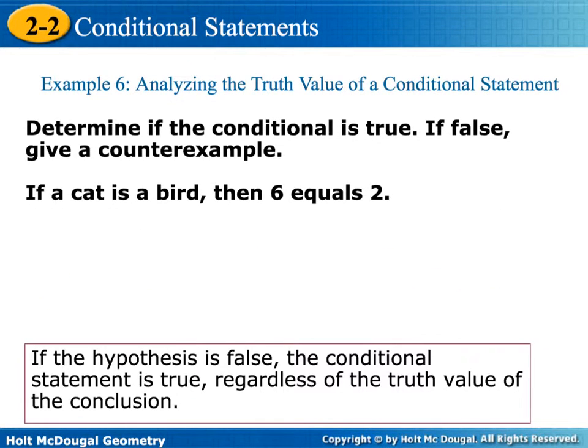All right, determine if this is true or false. If a cat is a bird, then 6 equals 2. This one is true. Because the hypothesis, let's underline the hypothesis, because this is false, it makes the whole thing true. Kind of like the chair is a lamp. If a cat is a bird, then 6 equals 2. It doesn't make sense, so it's true.